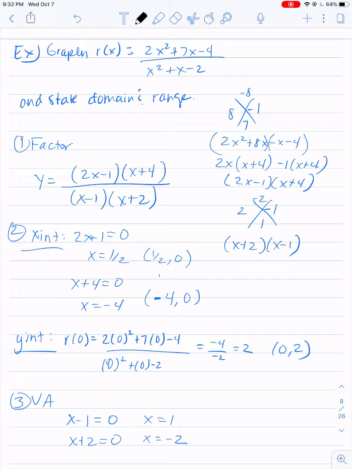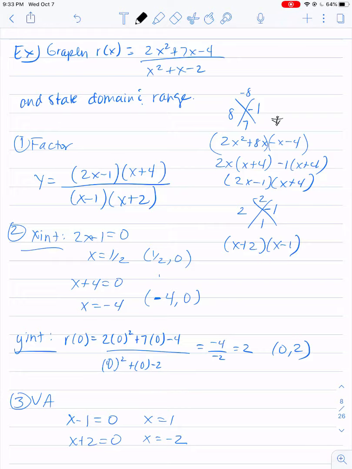Okay, now I'm going to graph (2x² + 7x - 4) over (x² + x - 2), and then we're going to state the domain and range. So my first step is I'm going to factor. So I have (2x - 1)(x + 4) over (x - 1)(x + 2).